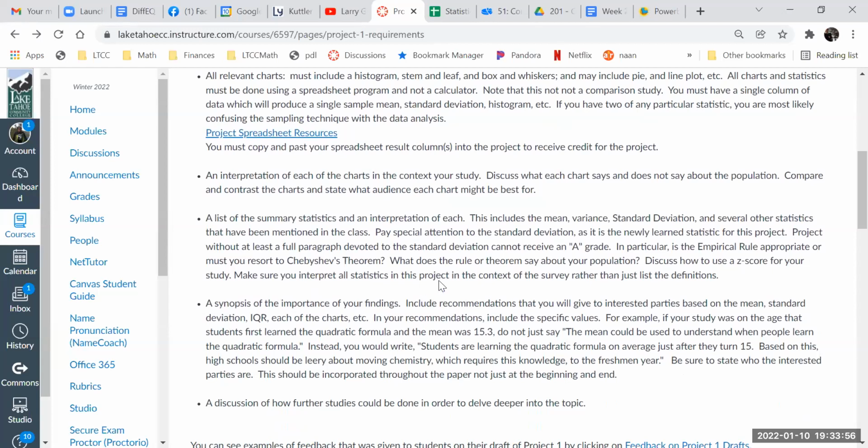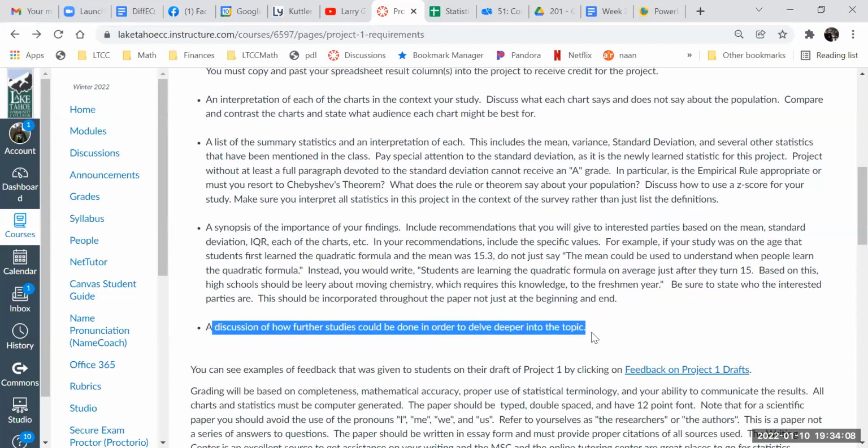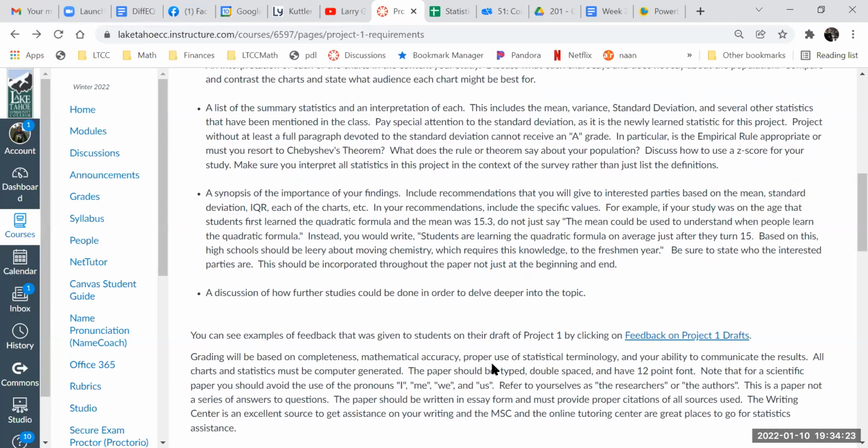I'll let you read through all of this, but it basically says that you should make recommendations, what I just said. You should also discuss how further studies could be done in order to delve deeper into the topic. If you're ever working as an employee, you always do that so you can keep your job. That way you have more work to do. They'll hire you again and say, I need more, and they pay you more. So that's what you're supposed to do. That might be, if we ask these other survey questions, we'll hear more information about our client. Does that make sense?